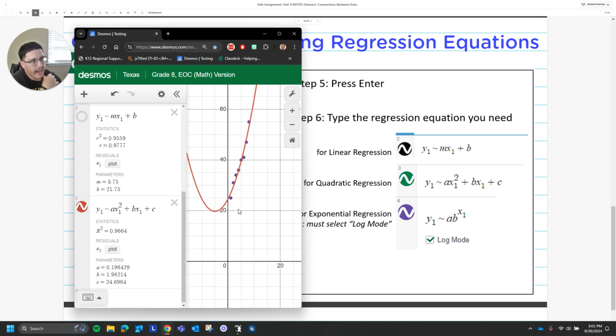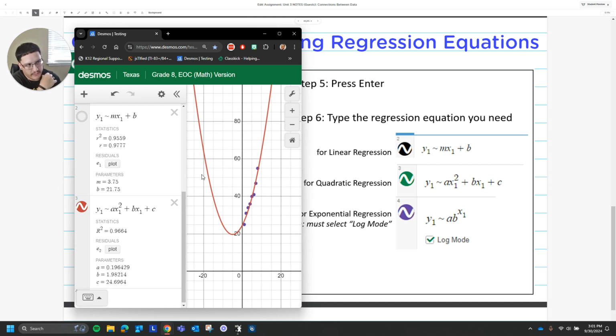And then notice how, regardless of whether there's dots here or not, it's still going to create the equation to fill it out. Whereas the linear just goes straight through it.